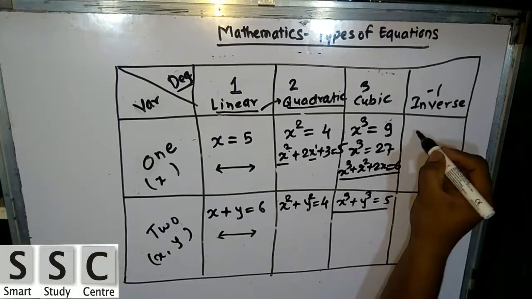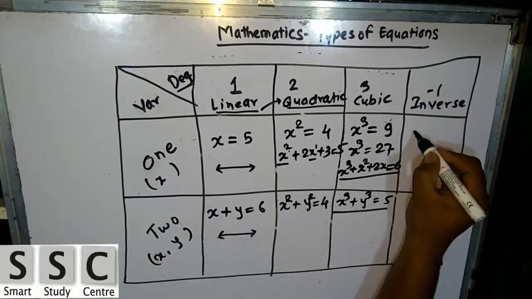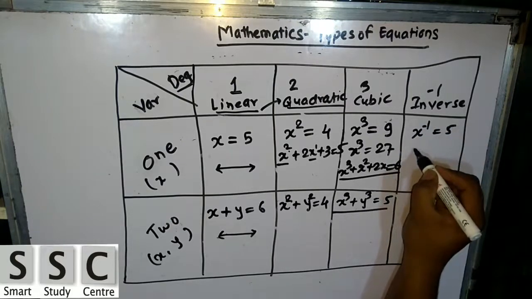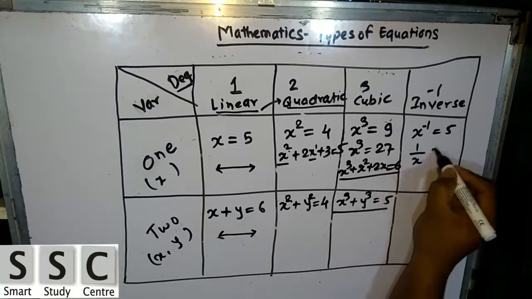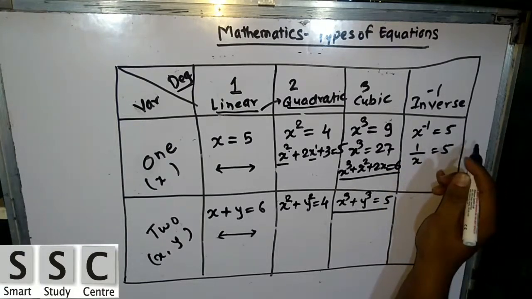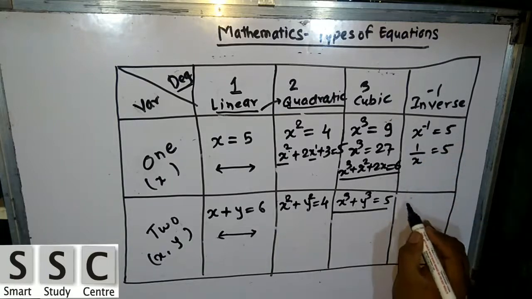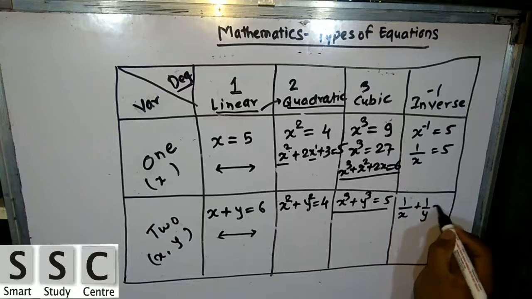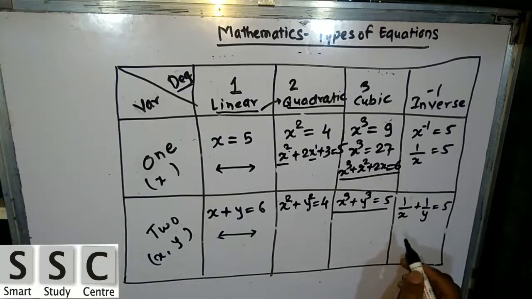Inverse is when the power is negative. So suppose you have x raised to minus 1 is equal to 5. In other words, you can say 1 upon x is equal to 5. This equation is called an inverse equation. In two variables, it can look like 1 upon x, 1 upon y is equal to 5.